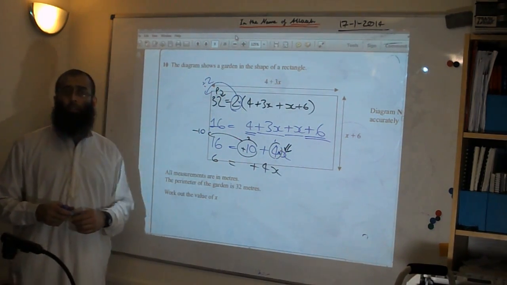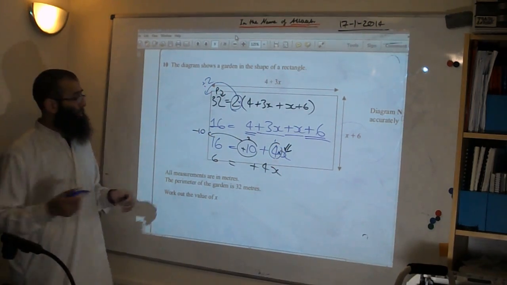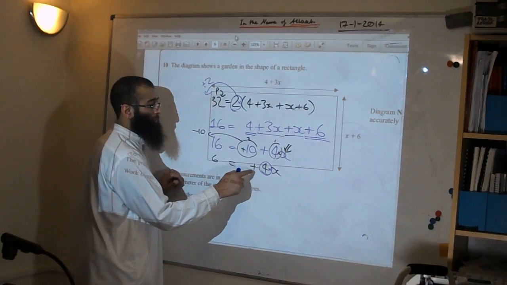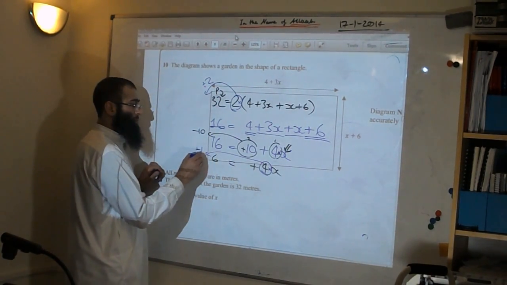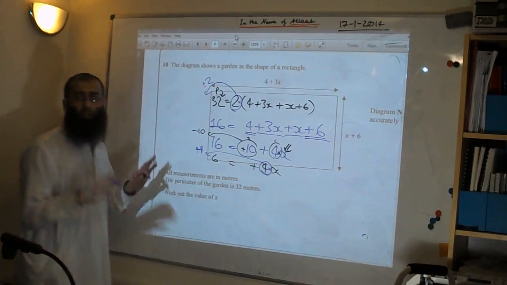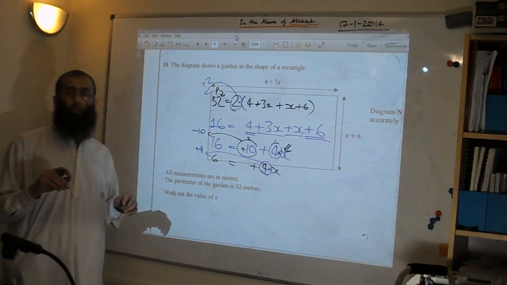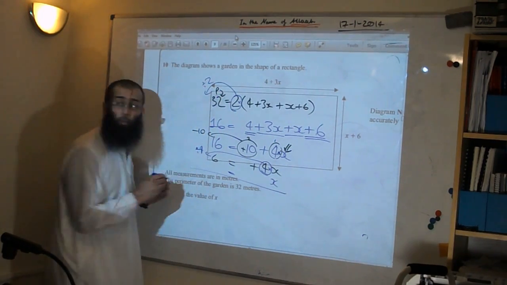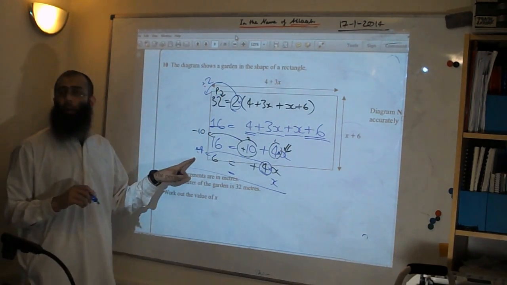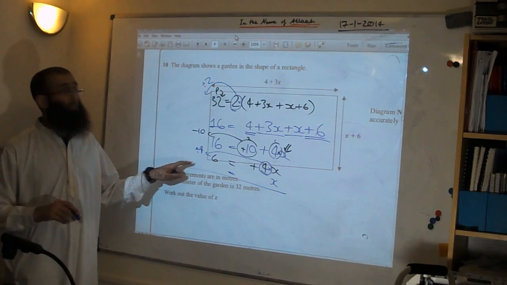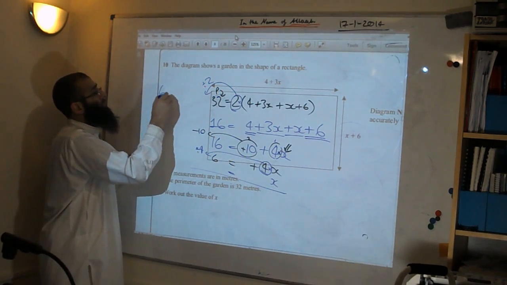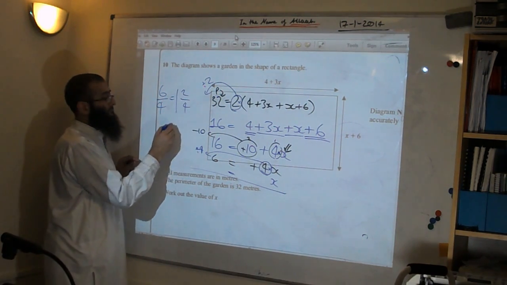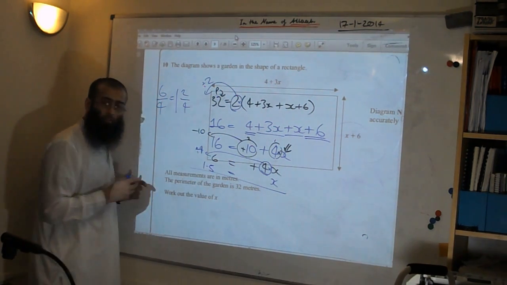6 equals 4x. So we need to move the multiply by 4 over. Opposite of times by 4 is divide by 4. This is the point here. At this point, students start panicking. They start getting the jitters. Now, 6 divided by 4 is 1, remainder 2, which is the same as 1.5.